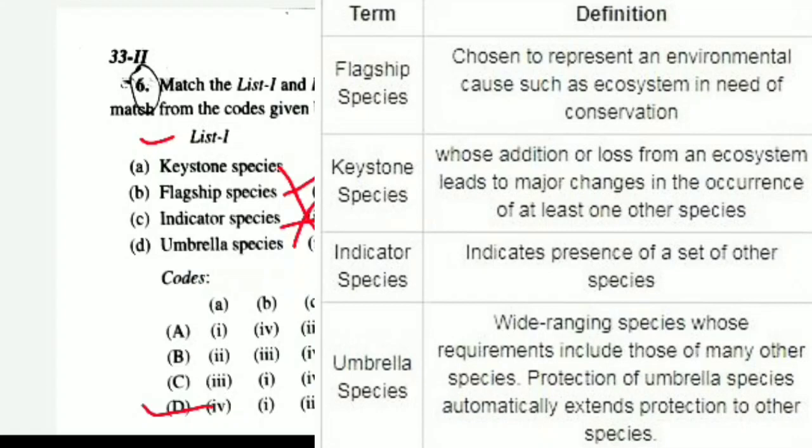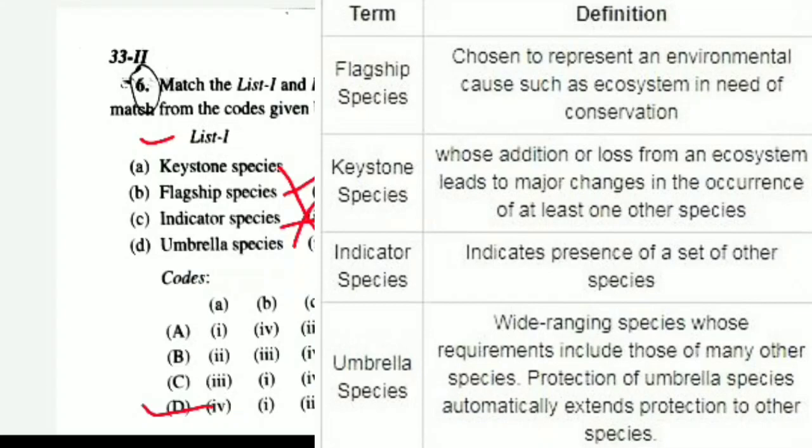Next is what? Next is the flagship species. You should note down, flagship species are chosen to represent an environmental cause. For example, for the WWF organization, the panda, that is the giant panda, is the flagship species for conservation purposes.